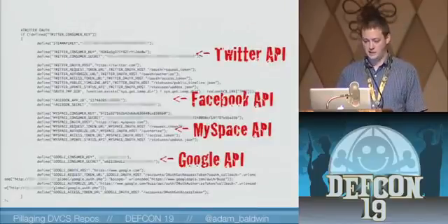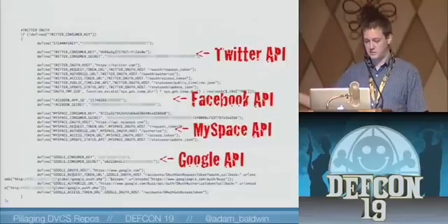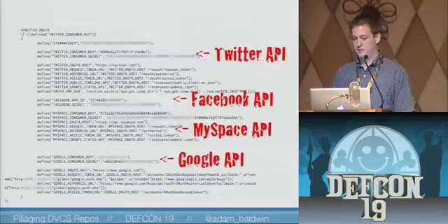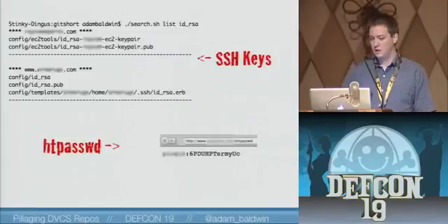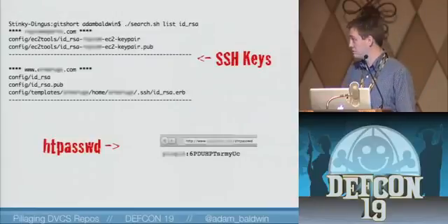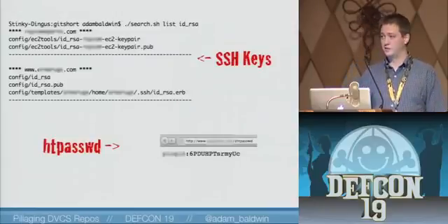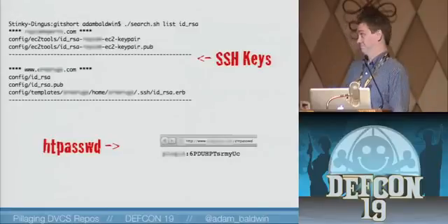How about some API keys? Apparently they still use MySpace, Google API, Facebook, SSH key for their EC2 instance. Those aren't useful at all, are they? I don't know, HT passwords.